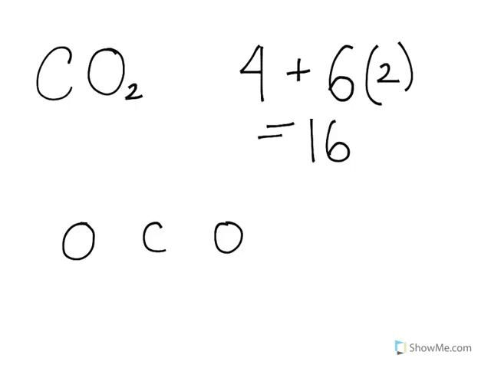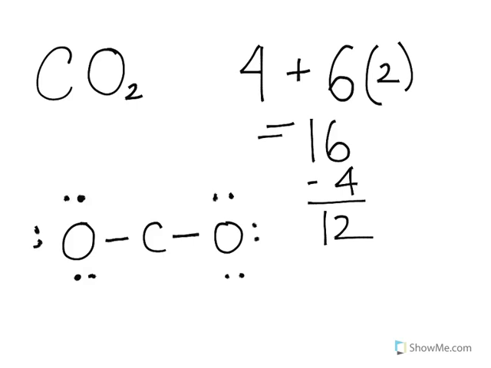So let's continue by adding these single bonds that connect these atoms. Now remember that each single bond represents 2 electrons. So right now we have drawn out 4 electrons, and we have to draw out 12 more. 1, 2, 3, 4, 5, 6, 7, 8, 9, 10, 11, 12.